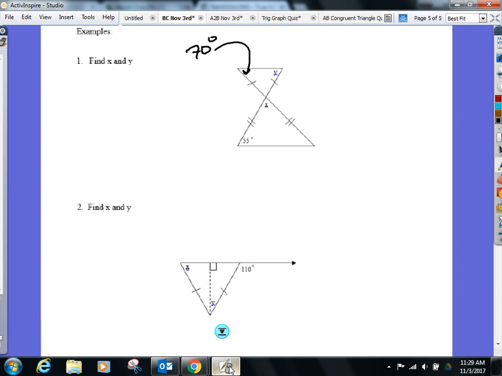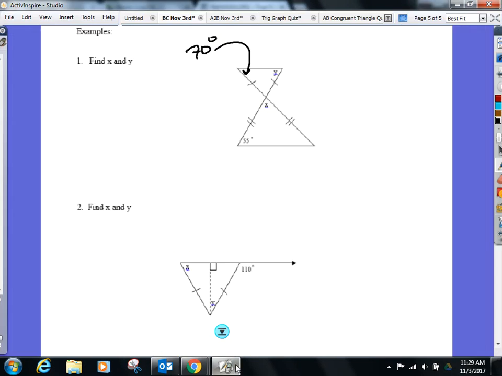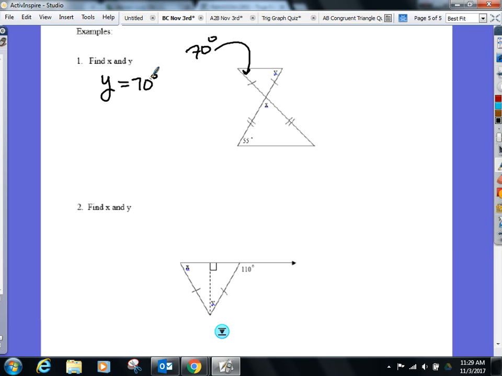Okay, here we go. I'll probably have to take Y first for number 1, because Y leads you to X. What do we end up with here? 70. Go ahead, Nick. Explain to your classmates how you got 70 for Y. There you go. This is an isosceles triangle. 2 sides are congruent, so across from those congruent sides are congruent angles, absolutely. So that one's going to be 70.